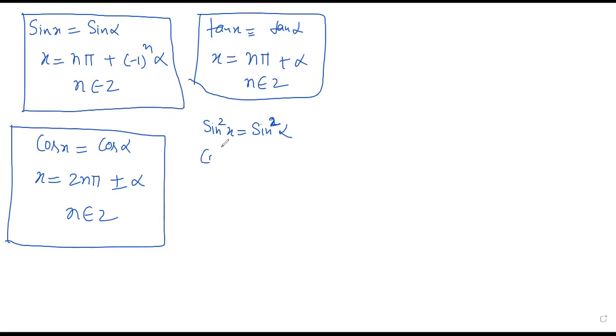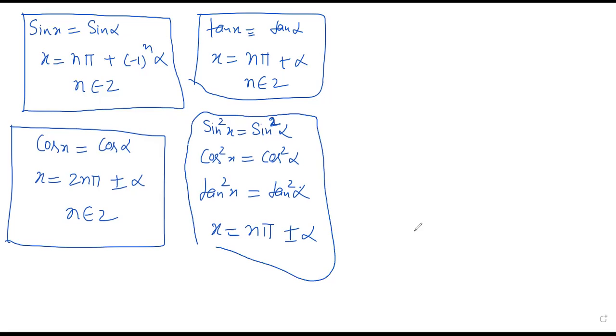And I also proved sin square x equal to sin square alpha, and all others like cos square x equal to cos square alpha, and tan square x equal to tan square alpha, and cot square x. You can do these by yourself, because you know the tan and cot relations. So what is the relation? x equal to n pi plus minus alpha, n is an integer. So students, we have done this one also.